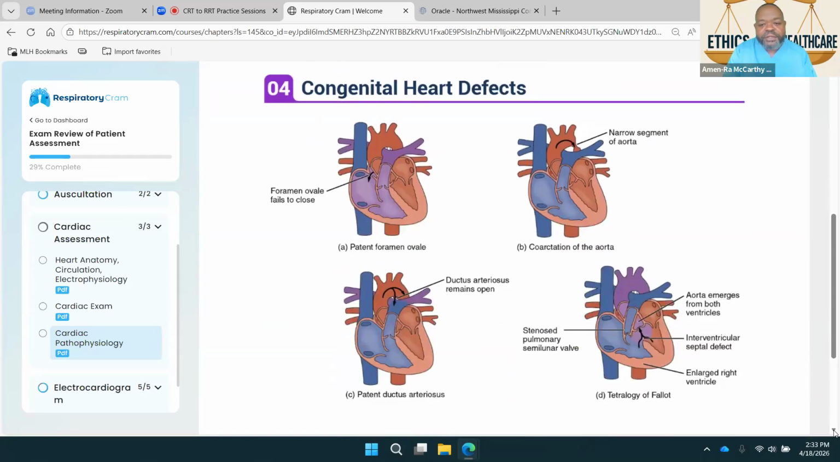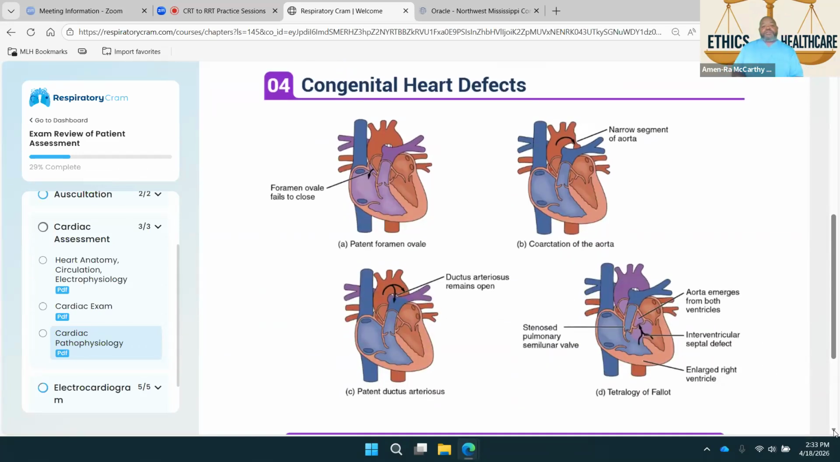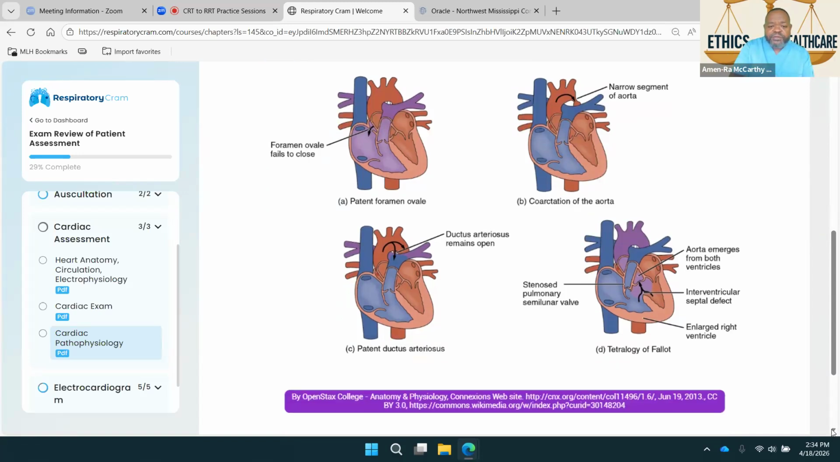What about some congenital heart defects? You got some congenital issue when you're born with, right? You have the patent foramen ovale, right? Coarctation of the aorta. You have tetralogy of Fallot, and then patent ductus arteriosus. Usually, that's stuff like transposition of the great vessels, right? Things are swapped out. On this first one, you have the foramen ovale fails to close, right? That's an issue.